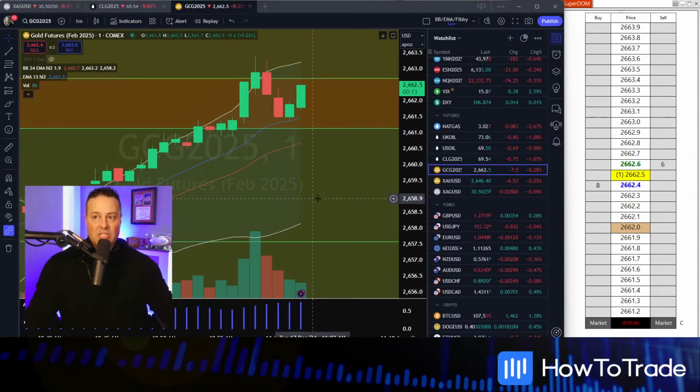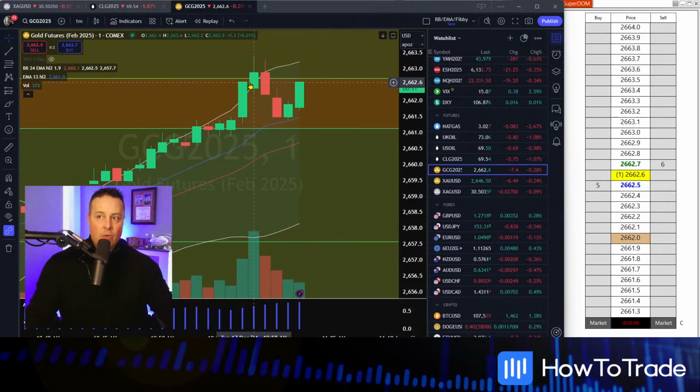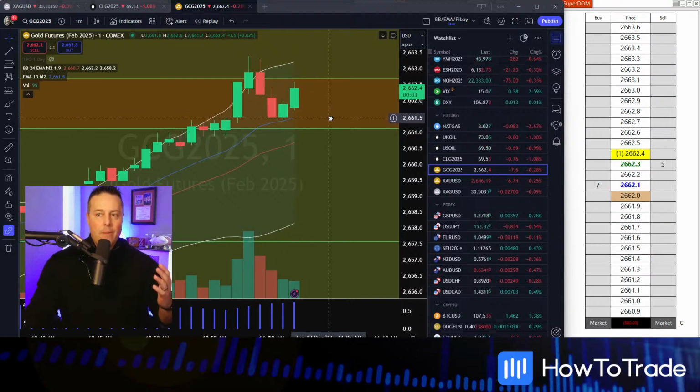But this is sort of the signature that we've had right there. There was our rally. We went up. We sort of hit our key level. Then we sold off. We could have taken profits down here at 61.4 for about 6 ticks. I want a little bit more.